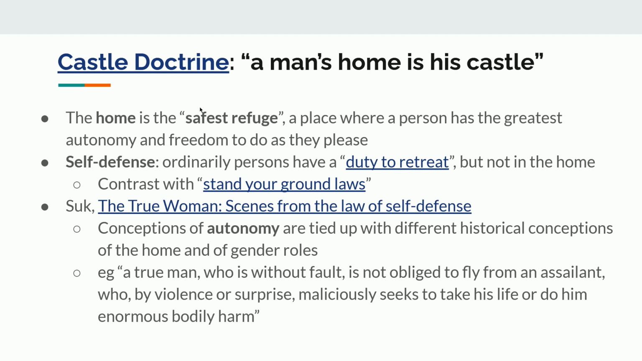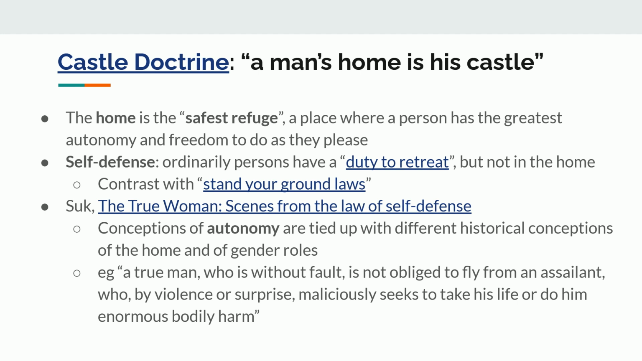In particular, the castle doctrine says that the home is the safest refuge, that it's supposed to be the place where the person has the greatest amount of autonomy and freedom to do as they please. So this is where the laws are least strict and that people have their greatest freedom. And one of the freedoms that this enables has to do with self-defense. So the place the castle doctrine is most brought up is about self-defense, self-defense killing or self-defense attacks, violence in self-defense.